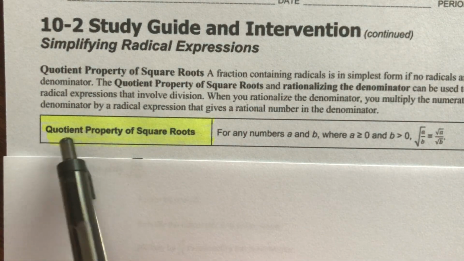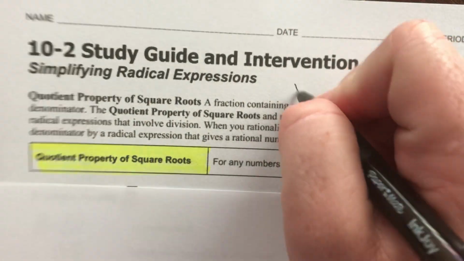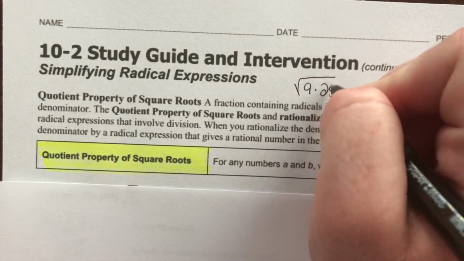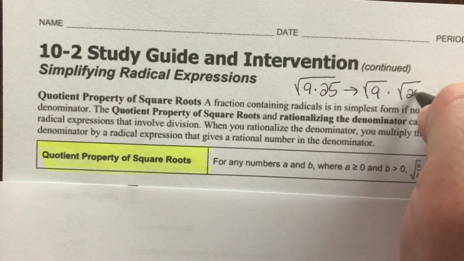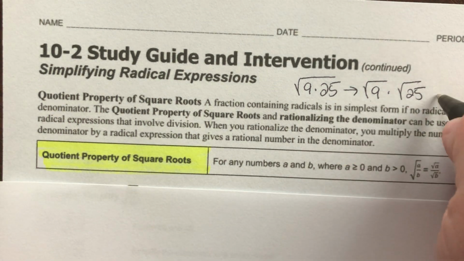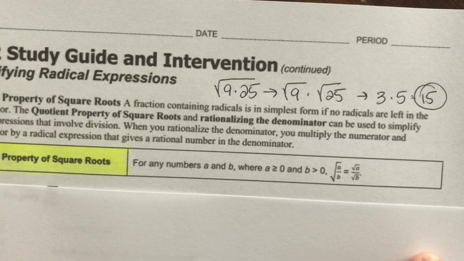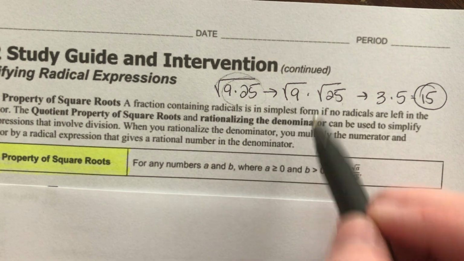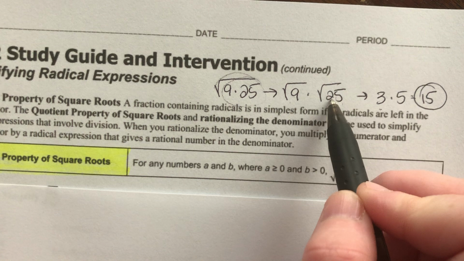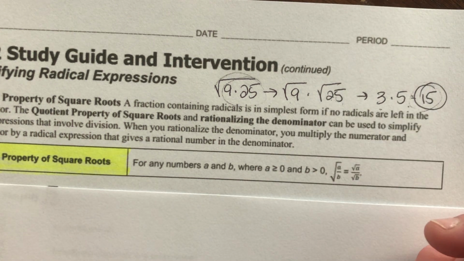So like the product property of square roots, which said when I multiply numbers under a radical, I can actually separate them into their own radicals. Then these are both perfect squares, so that would be 3 times 5, which is 15, and I can simplify it all the way. See, I separated this into each of their own radical signs, and then I can take the square root of 9, which is 3, take the square root of 25, which is 5, multiply those together and get just plain old 15, no radical sign.